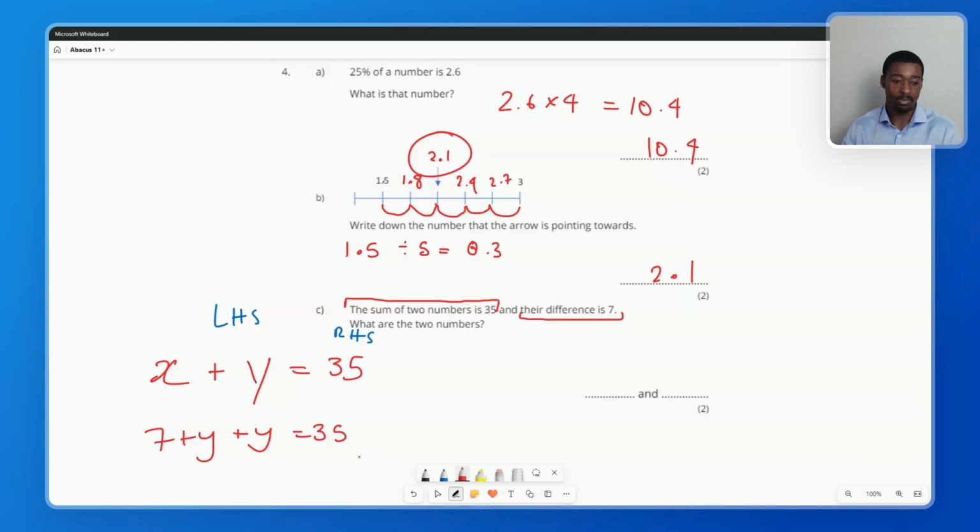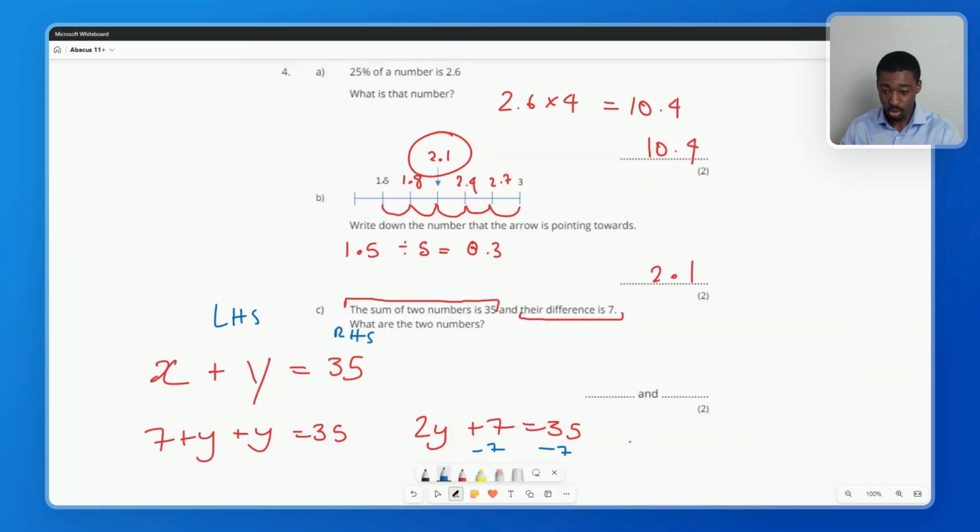We can clean this up because Y plus Y is 2Y. Same way apple plus apple is 2 apples. Banana plus banana is 2 bananas. Y plus Y is 2Y. So we have 2Y plus 7 equals 35. We can minus 7 from both sides because now we want to end up with Y equals. So Y on one side, number on the other side. So we can minus 7 from both sides.